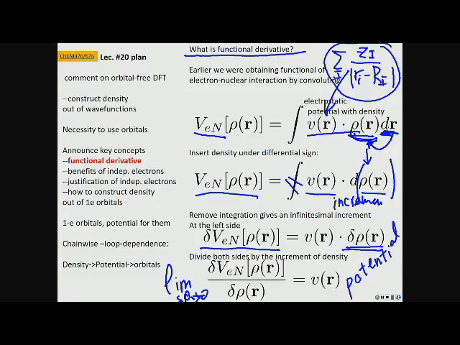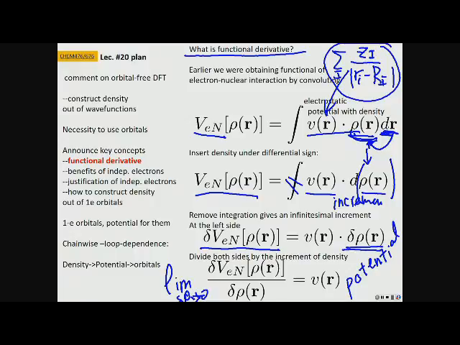So we are going to introduce the concept of the functional derivative. When we were starting to discuss density functional theory, we introduced the concept of a functional as an extension of the concept of a function. But since we do have derivatives of functions, there should be analogous concepts, derivatives for functionals.